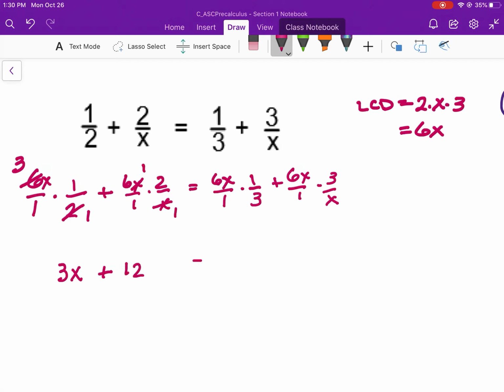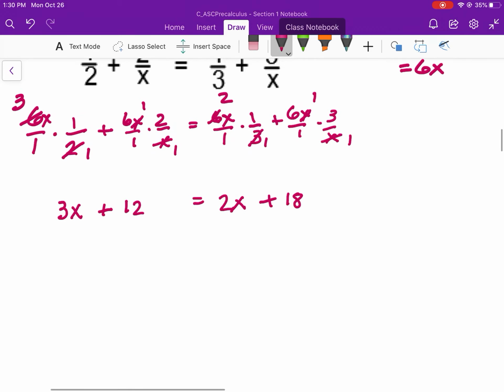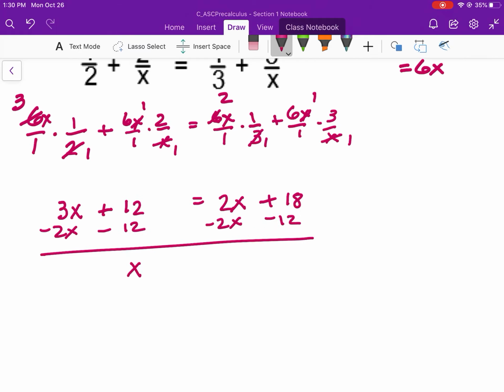Plus, this time the x's cancel, so 6 times 2 is 12, equals 3 goes into 6 twice, so 2x times 1 is just 2x. The x cancels with the x. 6 times 3 is 18. So now I solve for x. I'm like, oh, this is easy. Subtract 2x, subtract 12. So x equals 6.